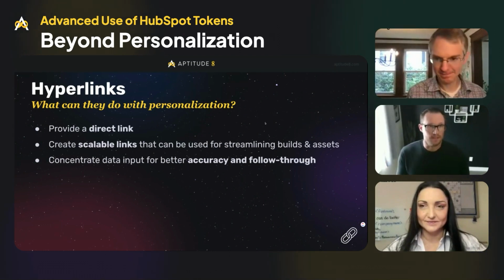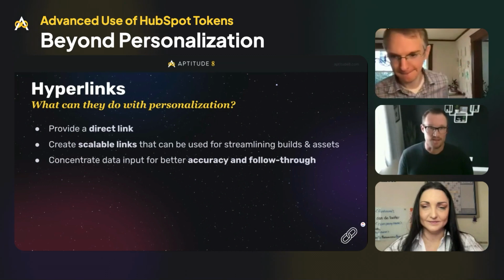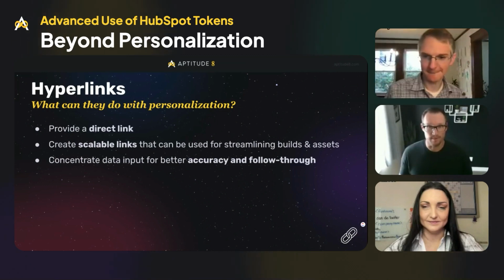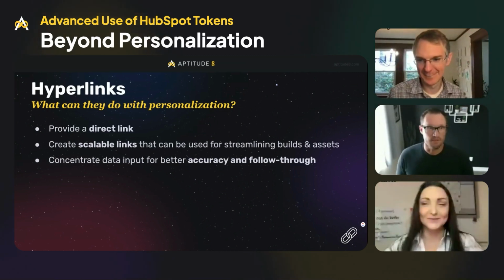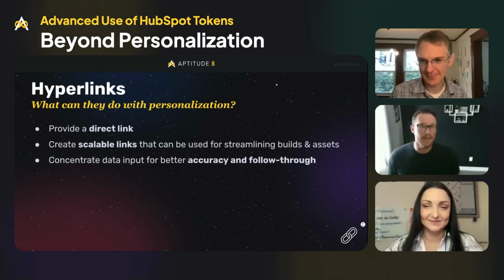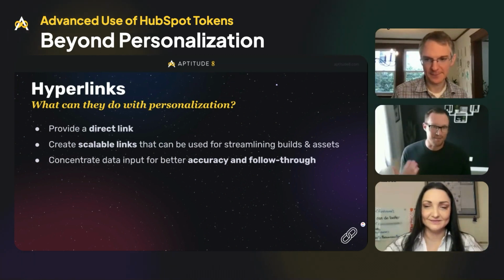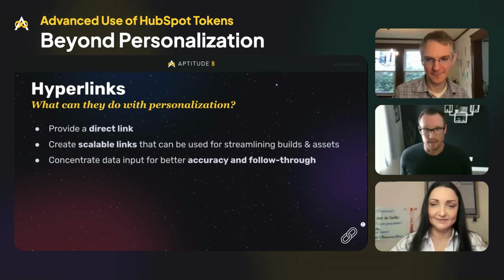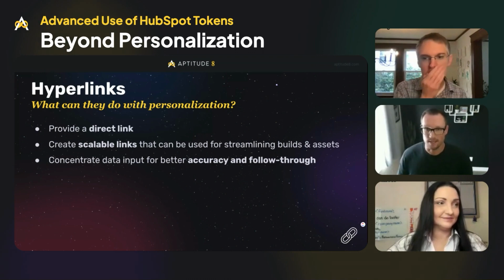So I think one of the use cases you want to think about is providing a direct link to somewhere, finding a way to streamline your workflows and your emails that you're building, and using a dynamic link instead of having to build an individual email and an individual if-then branch for this one particular use case or this one particular data point. And then how are we concentrating data input at that time when there has to be manual data input in your portal? How are you concentrating that for better accuracy and follow through, better adoption from that end user who has to go and actually make that change?